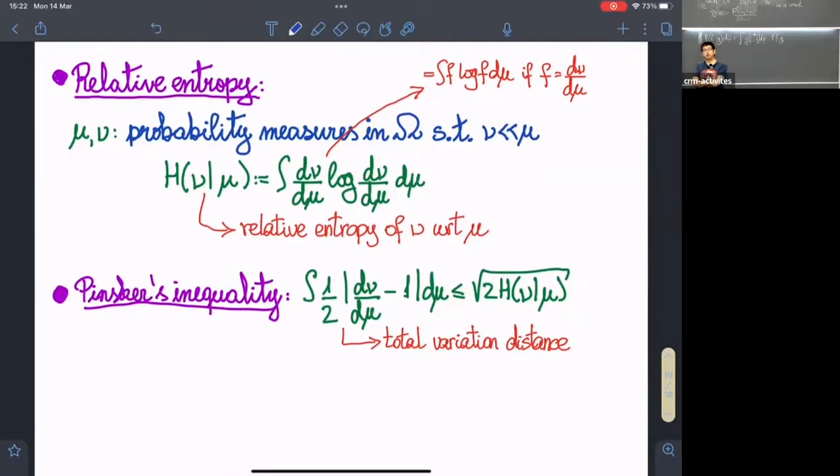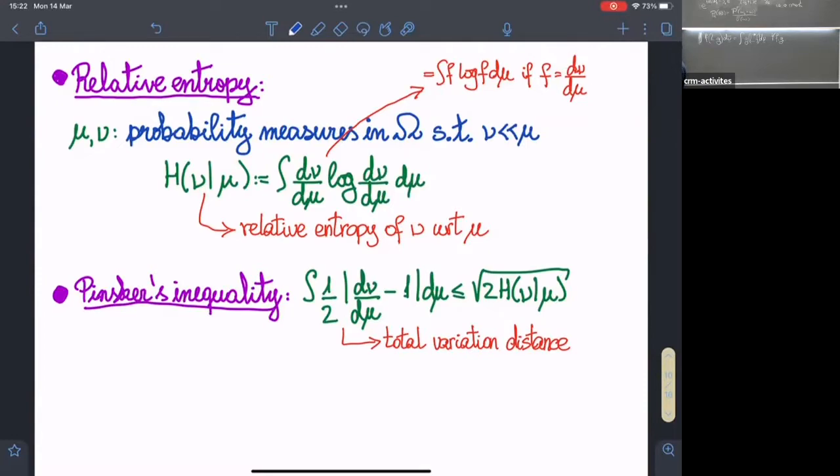So it's not "between" because it's not commutative. Okay, so I would say between, but I'm wrong because it's not something commutative. So it's not a distance. It's not even symmetric, so it couldn't be a distance. It also does not satisfy the triangle inequality. So not a distance at all, but at least.